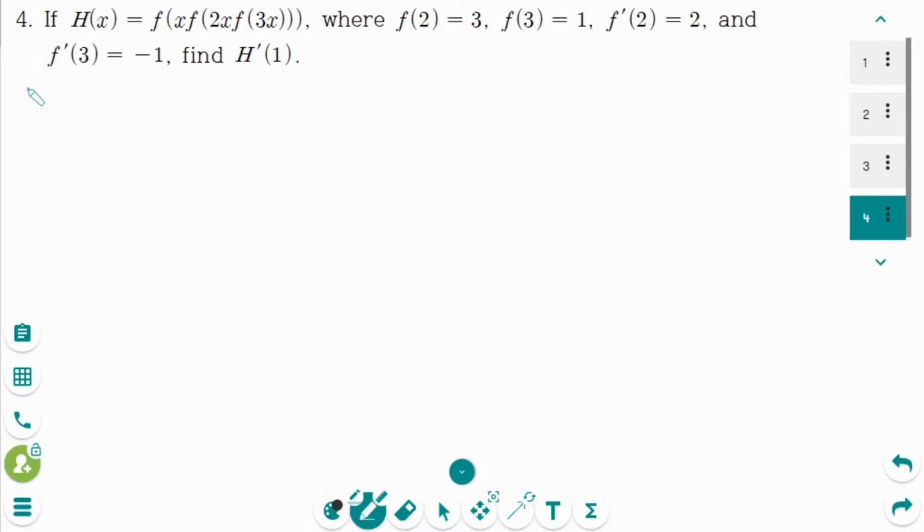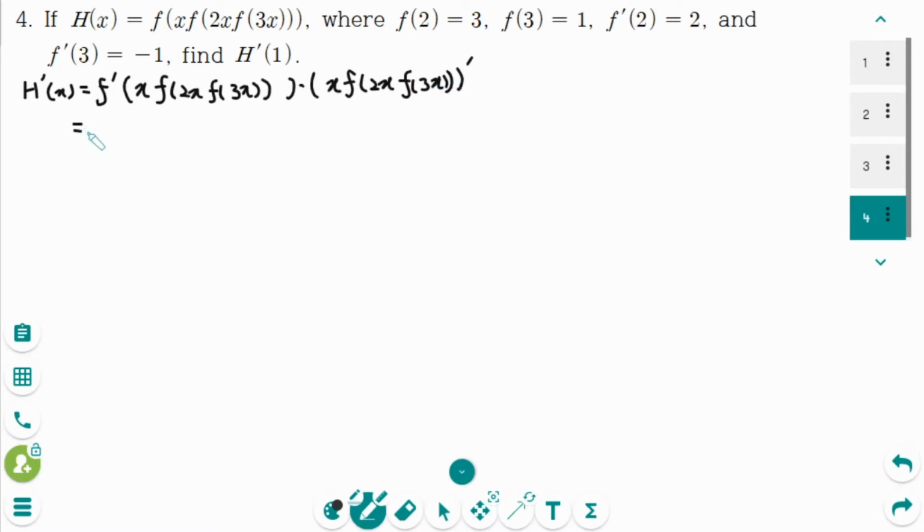This is the last question. H prime of x equals f prime of inner function times inner function prime. The inner function is x times f of 2x times f of 3x. X times f of 2x times f of 3x equals f prime of x times f of 2x times f of 3x times, we have to use the product rule, x prime the first one times the second one, plus the first one times the second one prime.